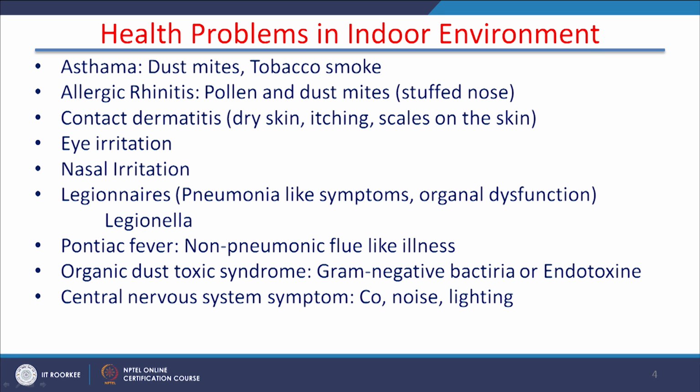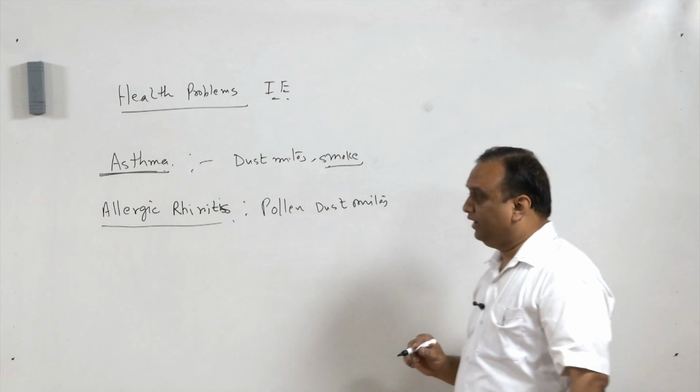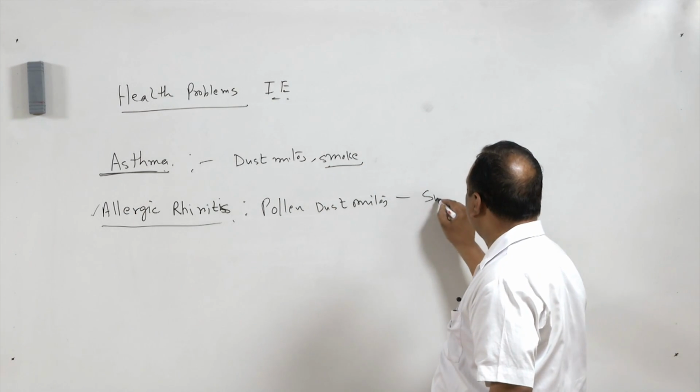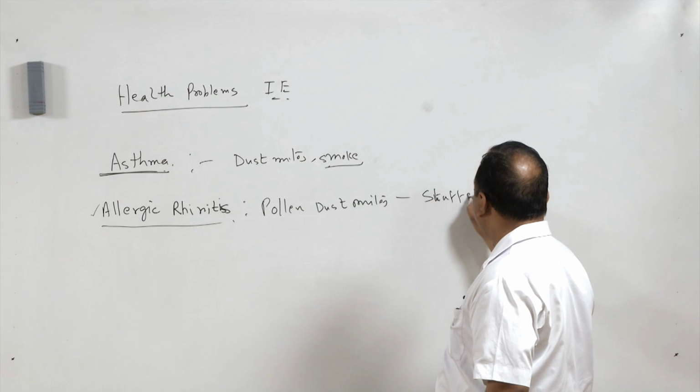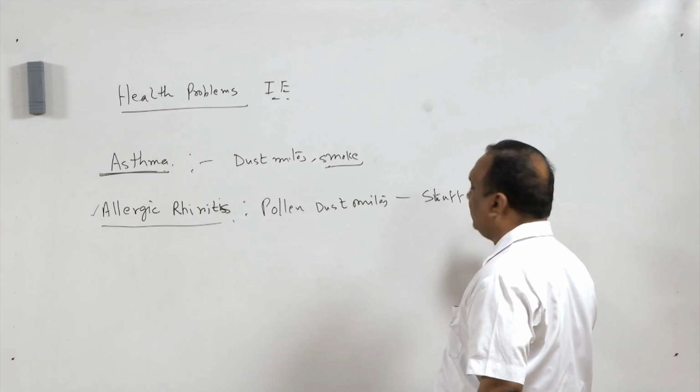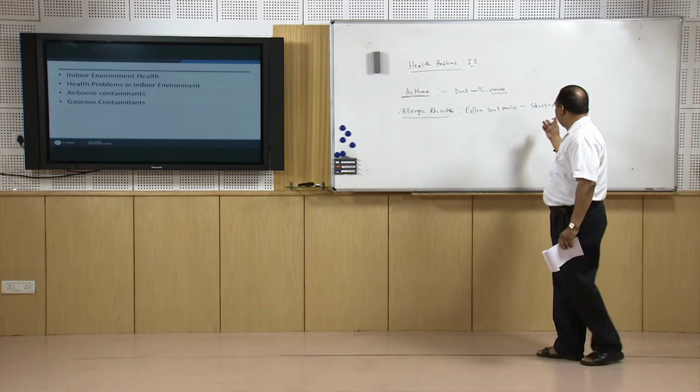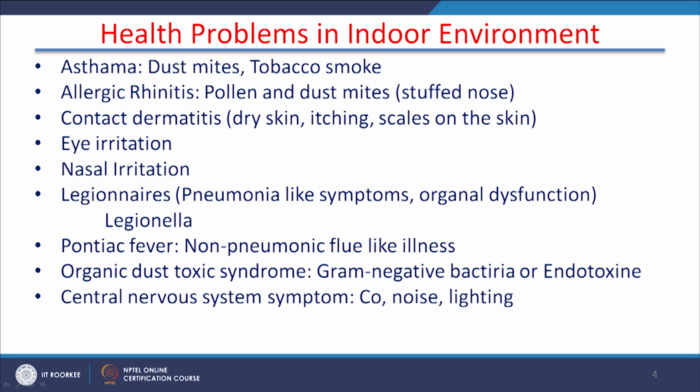Another is allergic rhinitis. This is also caused by pollen and dust mite. In this disease, there is a stuffed nose. You must have observed that sometimes when you are sitting in an air conditioning environment, you have a stuffed nose. When you go out, things become okay.